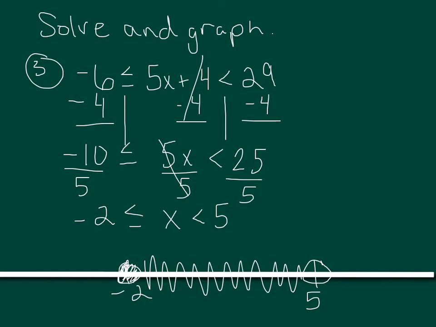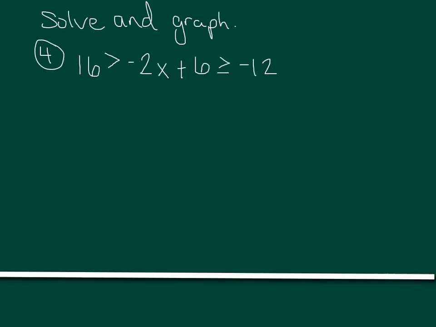Let's try one more. Solve and graph: 16 is greater than -2x plus 6, which is greater than or equal to -12. So again, I can put my lines down here. I want to get x by itself, so I need to move things away from the middle. So I need to subtract this 6, but if I do it to the middle, I have to do it to the right side and to the left side.